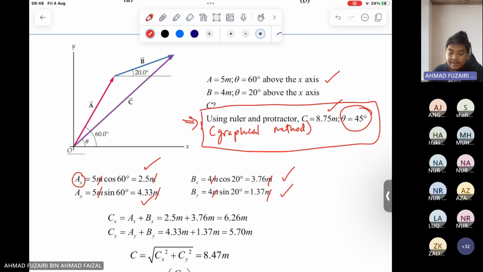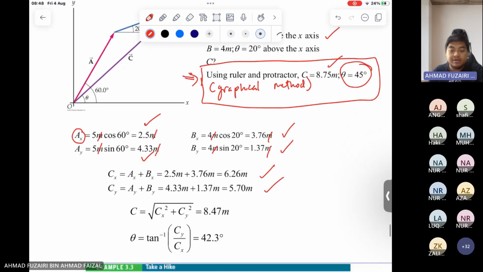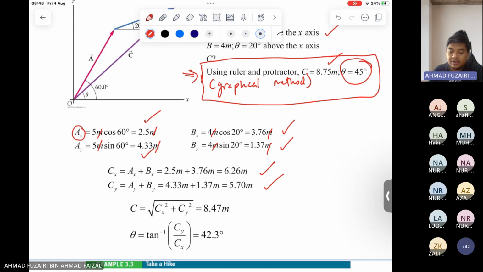Okay. Then CX dengan CY, kita dapatkan value dia. CX ialah AX plus BX and CY AY plus BY. So you get 6.26 and 5.7. So in the end, using the Pythagoras theorem, we get C equivalent to 8.47 meters and theta will be 42.3. Tengok jawapan dia beza ke tak dengan tadi. Tadi C equivalent to 8.75 meters, theta equals to 45 degree.